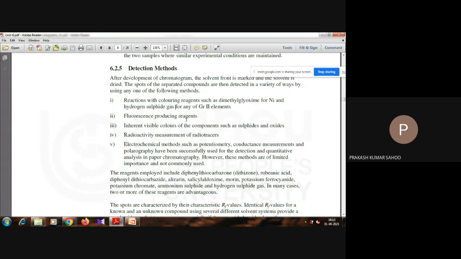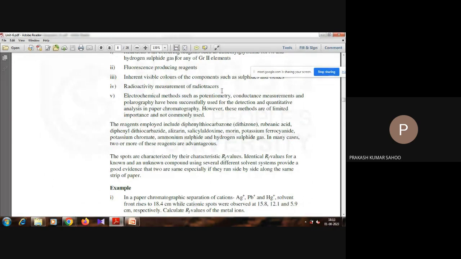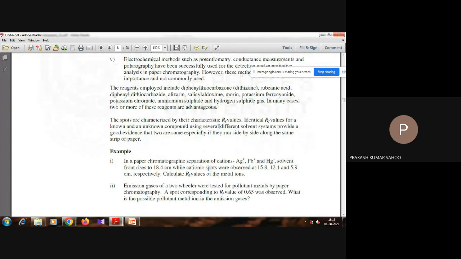Then fluorescence-producing reagents, UV light, invisible to visible color, radioactivity measurement, electrical methods, potentiometry, conductance measurement, etc. So these are the reagents frequently used to determine what type of component we have in the mixture. The reagents employed include diphenylthiocarbazone, rubeanic acid, diphenylthiocarbazide. These are also used for the early detection of the components.